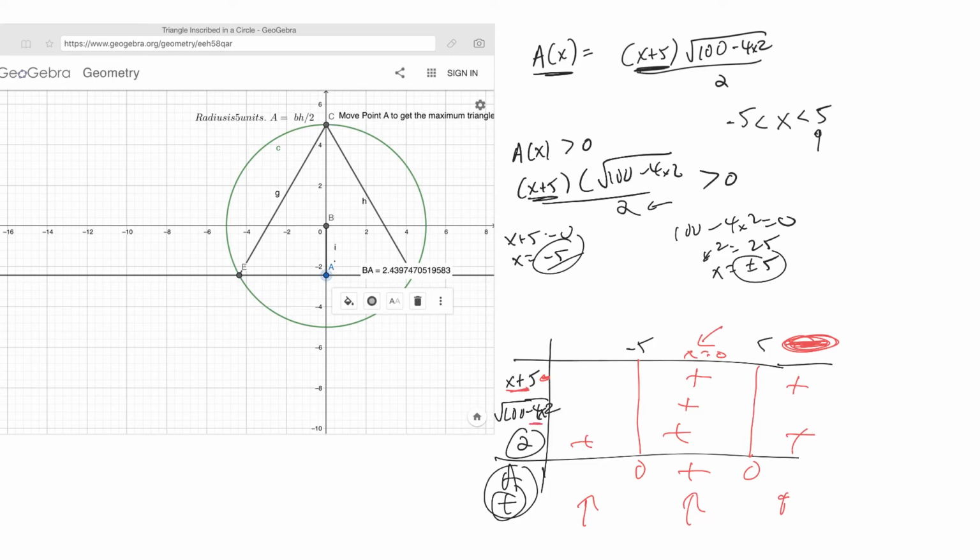I'm going to get a number that does not exist, because if you put a number in here such as 6, 6 times 6 is 36 times 4, which is bigger than 100, meaning you cannot take a square root of a negative number. It doesn't exist.